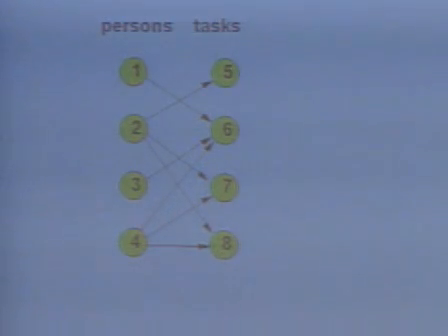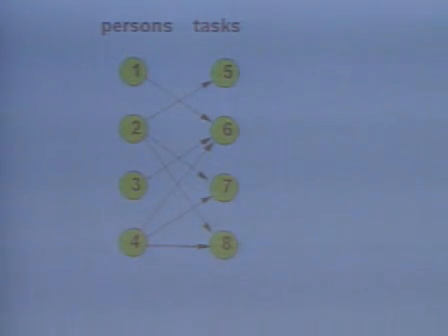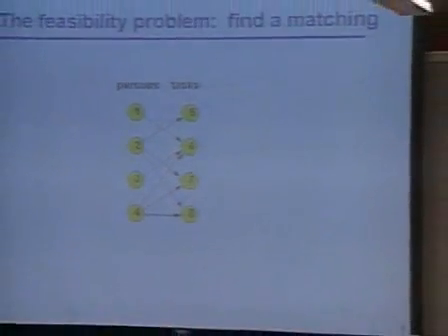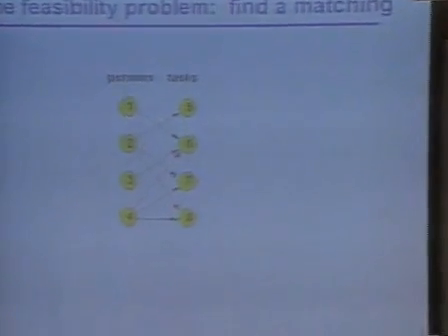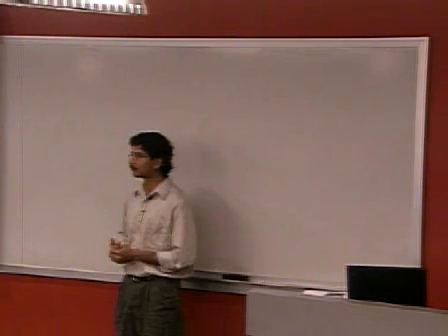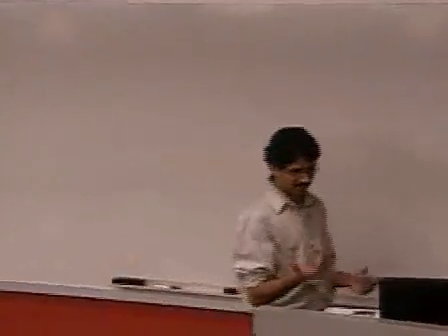Okay? But in general, you could have a bigger graph, and you would like to know whether there is an assignment that satisfies all of these properties, that at most one job is assigned to every person, and at most one person works on every job. And in general, you may want to find an assignment that maximizes the number of jobs assigned, or maximizes the number of people assigned to jobs, if you can't assign everybody. And exactly the same idea works.